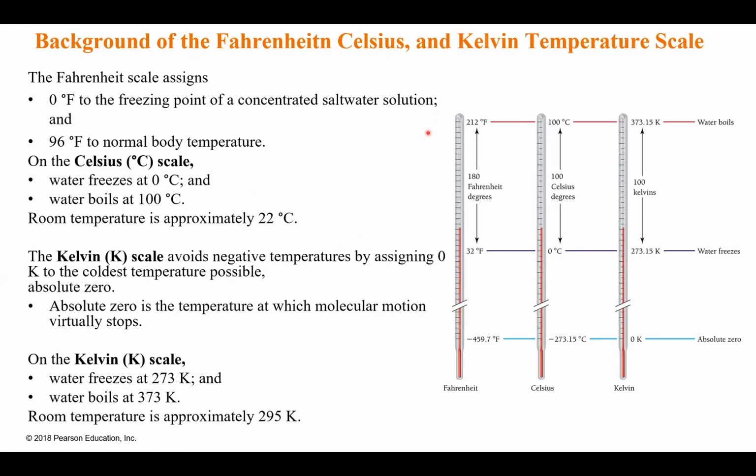Now, everyone is familiar with the Fahrenheit scale. Unfortunately, scientifically speaking, it's a useless scale because it was based on the freezing point of a concentrated saltwater solution and the normal body temperature of a human. So it's really bizarre. Whereas the Celsius scale is based on pure water. So water freezes at 0 degrees Celsius and it boils at 100 degrees Celsius.